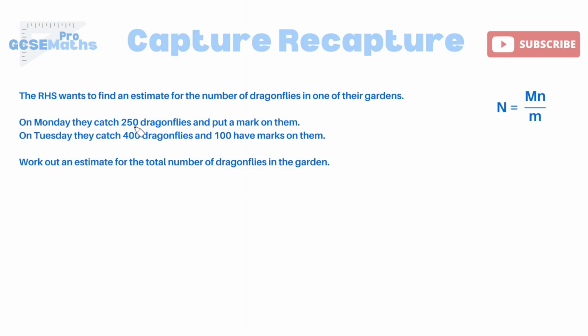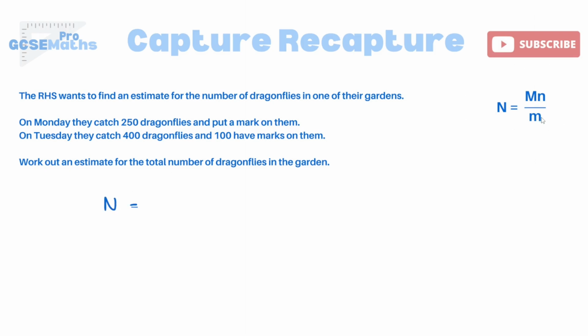On Monday, they catch 250 dragonflies and put a mark on them. On Tuesday, they catch 400 dragonflies, and 100 of those have marks on them. Work out an estimate for the total number of dragonflies in the garden. Just literally sub it in.